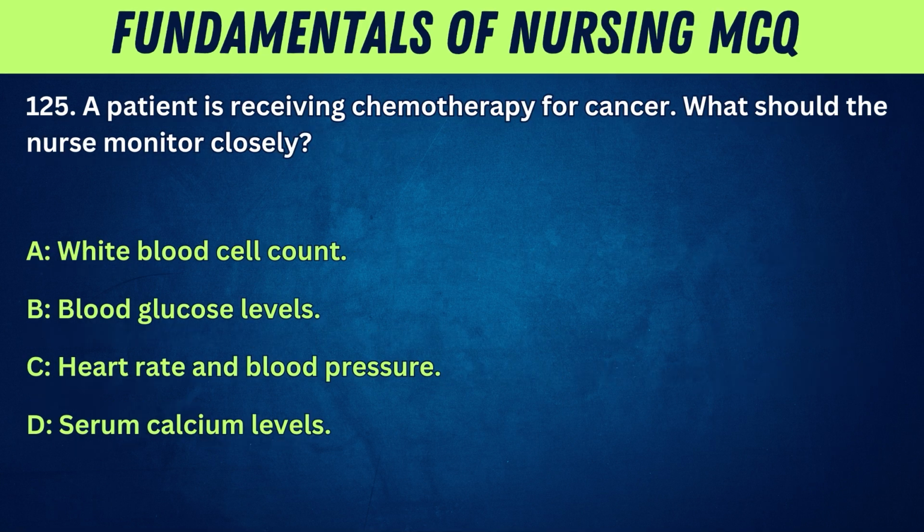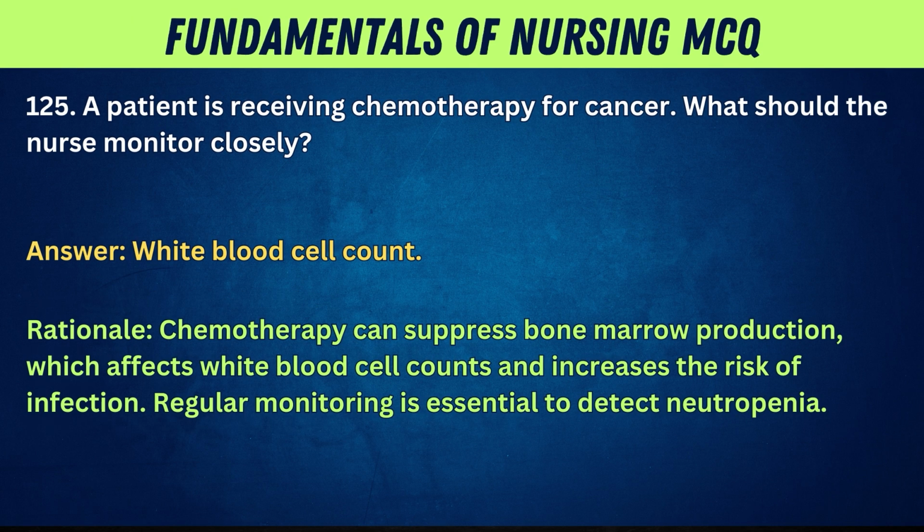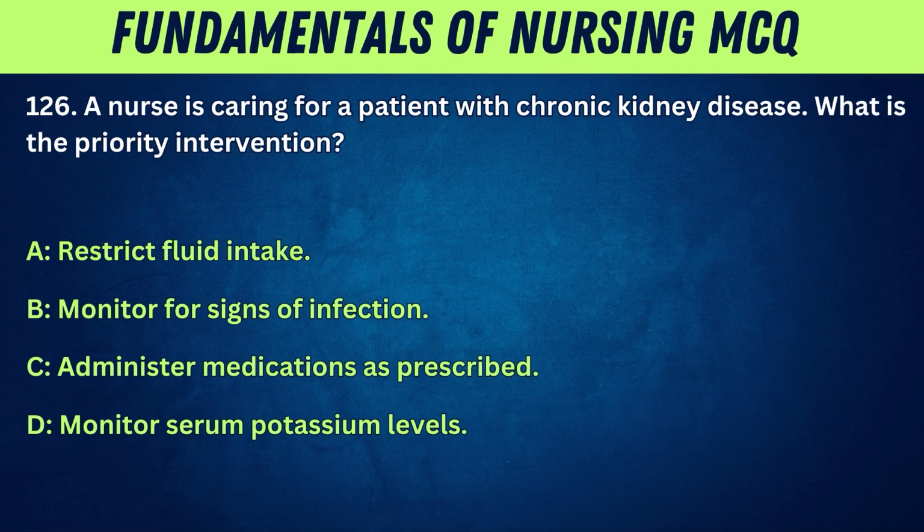displacement. 125. A patient is receiving chemotherapy for cancer. What should the nurse monitor closely? A. White blood cell count. B. Blood glucose levels. C. Heart rate and blood pressure. D. Serum calcium levels. Answer: White blood cell count. Rationale: Chemotherapy can suppress bone marrow production, which affects white blood cell counts and increases the risk of infection. Regular monitoring is essential to detect neutropenia.